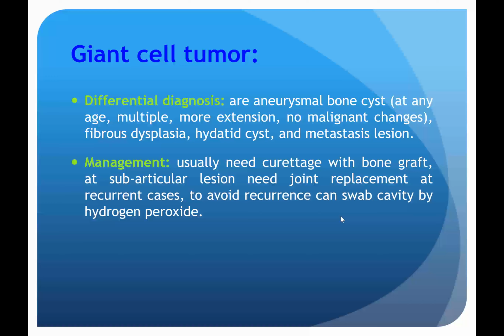Management: we need curettage with bone graft, if it is subarticular and there is destruction of the joint, and in case of recurrence, we may do joint replacement. Sometimes with curettage we need to inject the area and clear the area using hydrogen peroxide. This is the last slide in the lecture. Thank you for your attention.